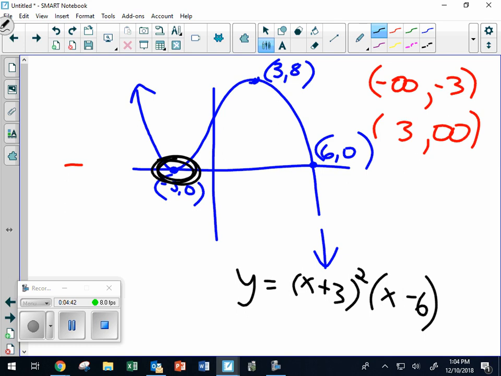And then this last part, x minus 6, and then what? Do I need anything special for this? Is that bouncing? Is it doing a triple root? No. It's a single. If I put a 1 there or not, it's okay either way.